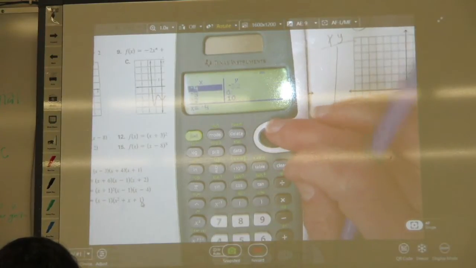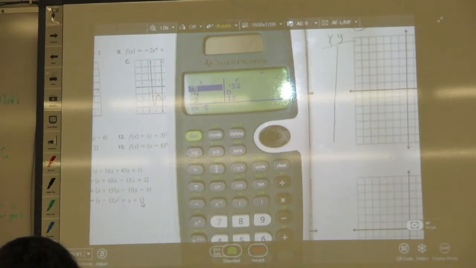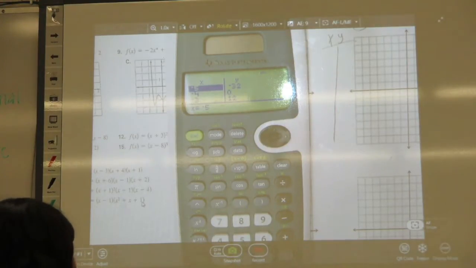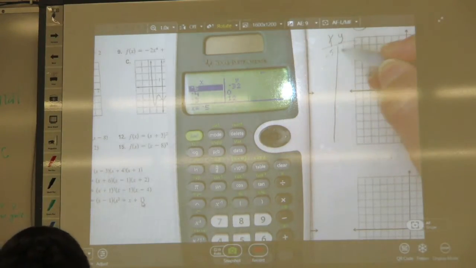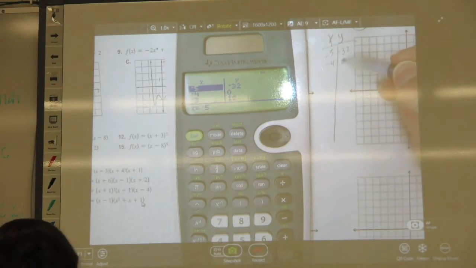Do you go down? Yeah, from the left-hand side, you're still going to negative infinity as you are on the left side of the graph. And the right side of the graph will go to positive infinity. Okay? So go ahead and write the table down and start graphing.